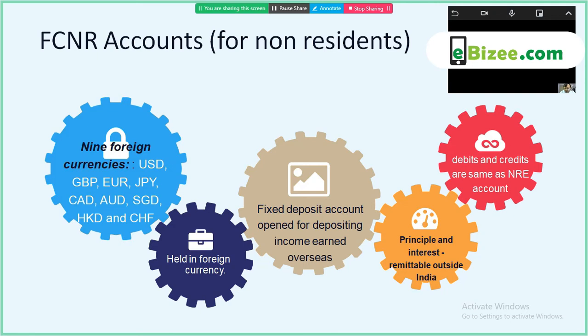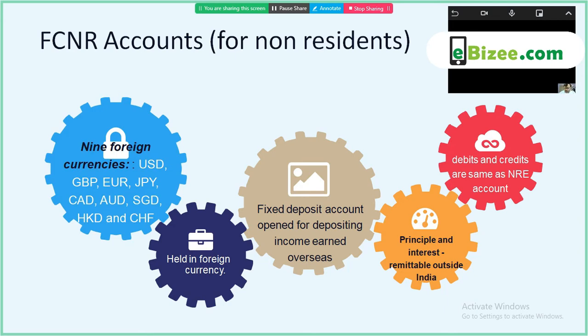So this money is kept in the form of foreign currency. Now the feature of this FCNR account is that both the principal and the interest, which is in the form of fixed deposits, is remittable outside India. Okay, and it can be used for debits and credits, which are very similar to NRE account, which I will explain to you later in the presentation what these debits and credits are. So this is in a nutshell the FCNR account.